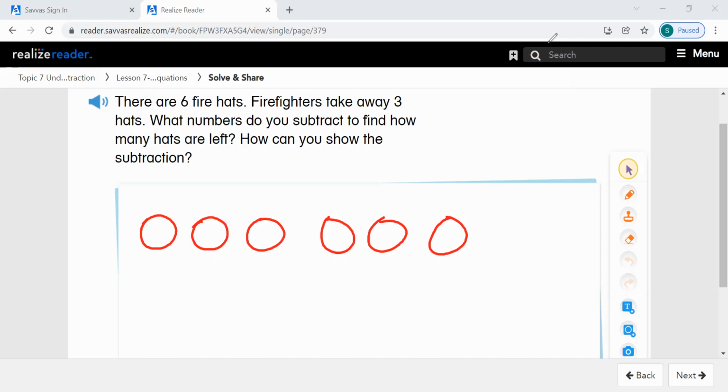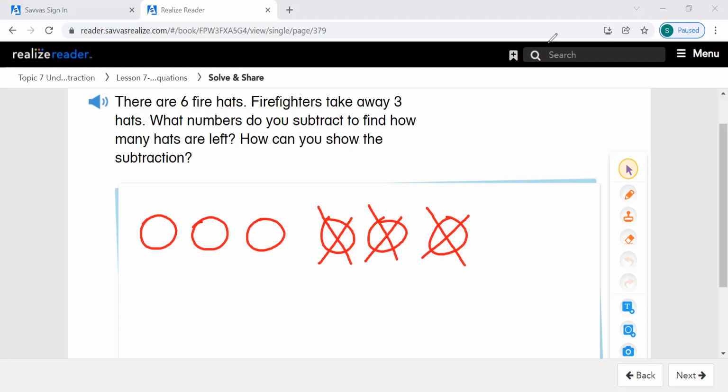How many are taken away? Remember, reread that question if you don't understand it. So let's read it again. There are 6 fire hats. Firefighters take away 3 hats. So how many hats did they take away? 3. So I can either put an X in the 3 hats, these 3 counters that are representing hats, and that's going to show that we are taking 3 away.